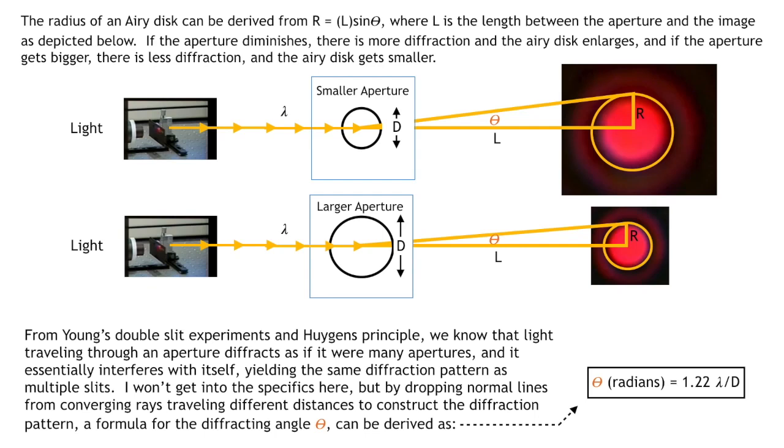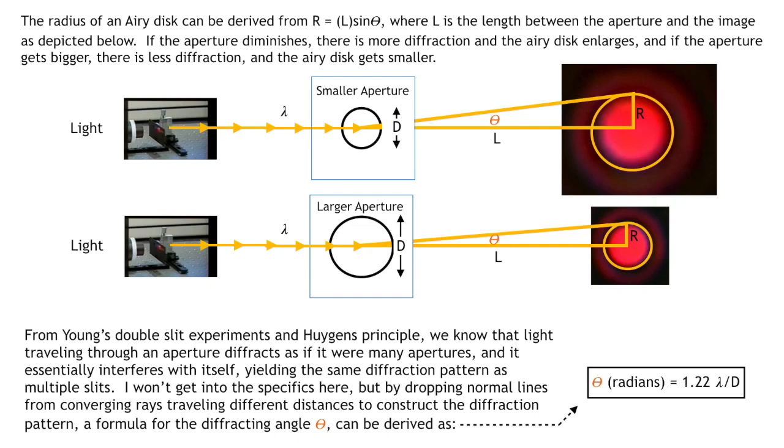So the radius of an Airy disk can be derived from r, the radius, equal to L, the length of the light after the aperture diffracts it and before it hits the detector, times the sine of theta, or that angle. Where L is, again, the length between the aperture and the image as depicted. So if the aperture diminishes, there is more diffraction and the Airy disk enlarges. That's just how light works.